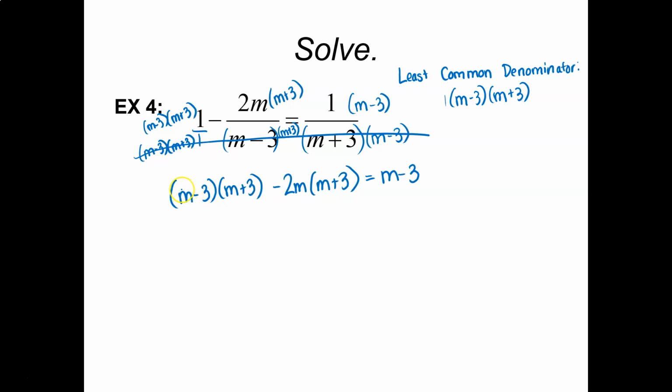So if I multiply these together, I get m squared. I get a plus 3m and a minus 3m. Those cancel each other out, and I get a minus 9. So m squared minus 9. When you distribute here, make sure you distribute the negative with that 2m. So we got negative 2m squared minus 6m equals m minus 3.